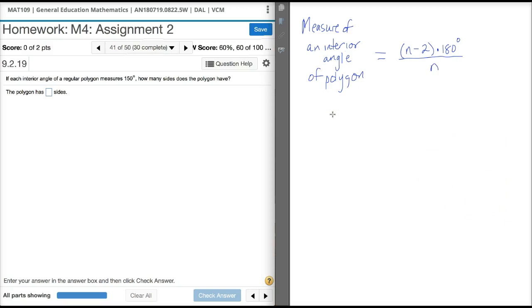In this case, I'm just going to write here: angle is equal to n minus 2 times 180 all over n. And so now we need to figure out what n is, given that this is 150.